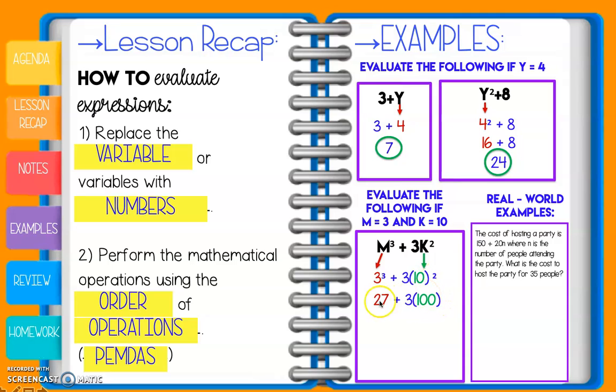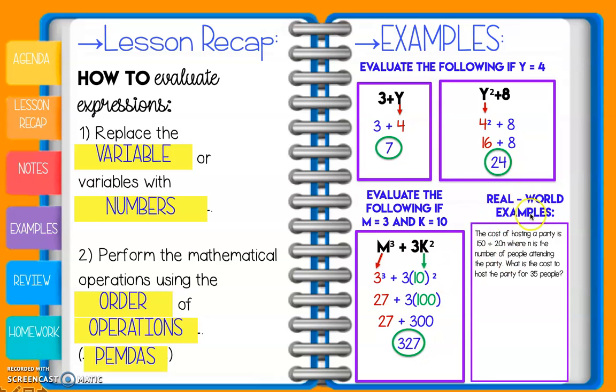Okay, so now we have addition and multiplication, and we're going to do our multiplication first because it comes first in the order of operations. So 3 times 100 would give us 300. We have 27 plus 300, so our final answer is going to be 327.